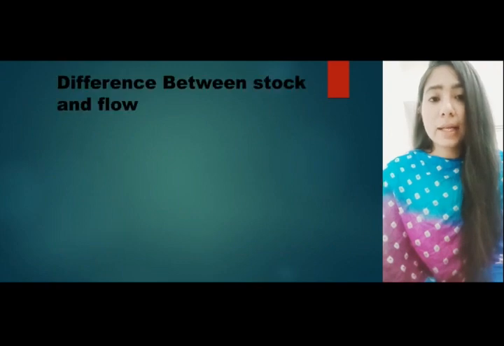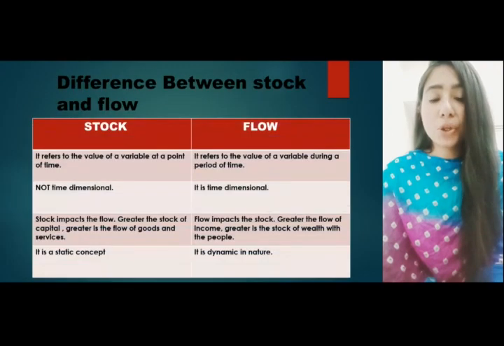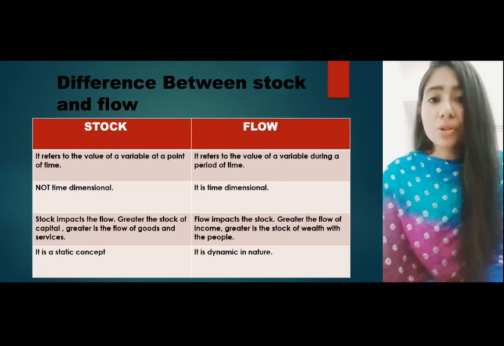So the first point is, as I already mentioned, that stock is measured at a particular point of time, whereas flow is measured at a particular period of time. So the difference is about the point of time and the period of time, which shows that stock is not a time dimensional concept, whereas flow is a time dimensional concept, and which also shows that stock is static in nature, but flow is dynamic in nature.